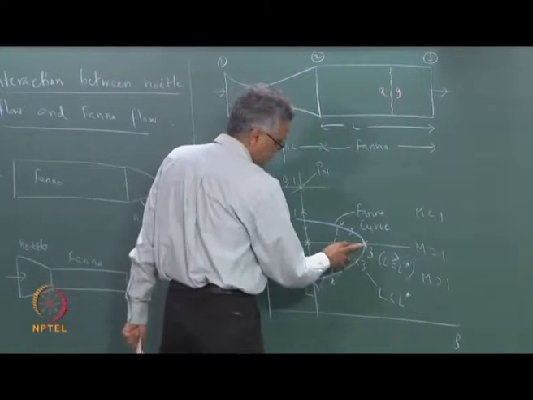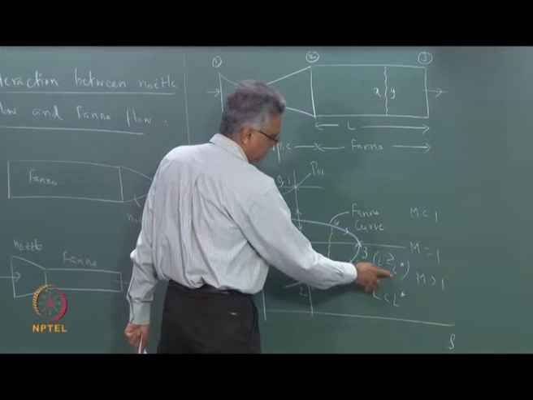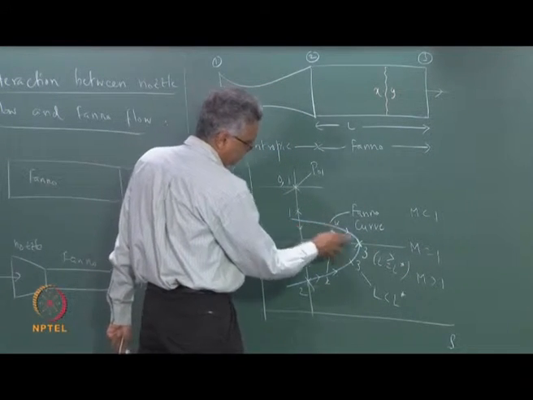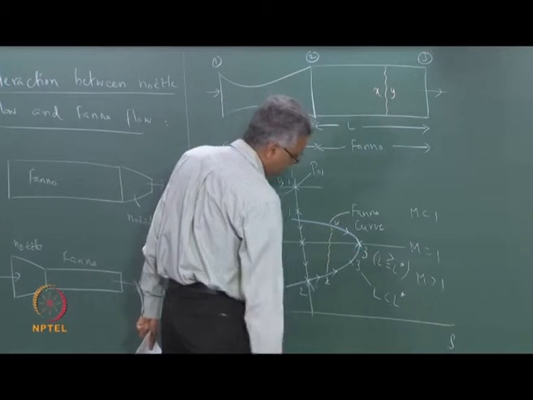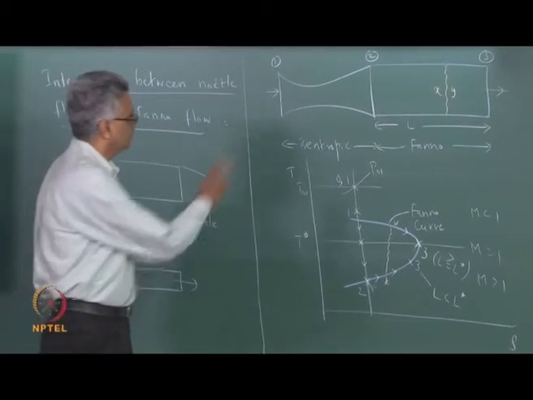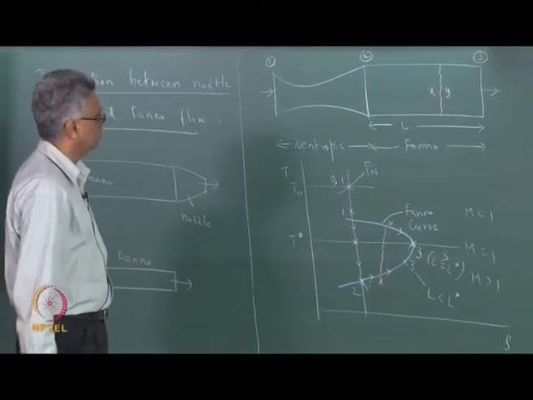So, it will definitely reach state point 3 if L is equal to L star. If L is greater than L star, then we have a normal shock, and it may reach the sonic state even in this case, depending upon the ambient or the back pressure condition. Okay, so these are the three possible solutions.